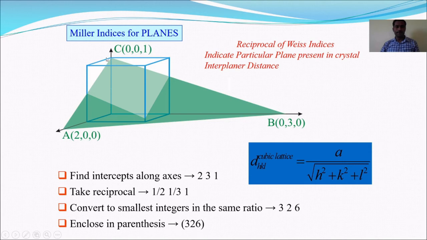So consider first of all the first plane. It cuts the x-axis at 3, y-axis at 2, and z-axis at 1, and therefore its intercept ratios will be 3, 2, 1. When we take the reciprocal, the reciprocal of 3 is 1 upon 3, reciprocal of 2 is 1 upon 2, and reciprocal of 1 is 1 upon 1. Converting to the smallest suitable integers by multiplying by 6, we get 2, 3, 6. That should be written as (2 3 6), the Miller indices, meaning the (2 3 6) plane is present in the crystal.